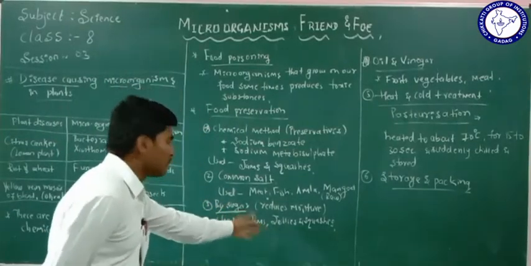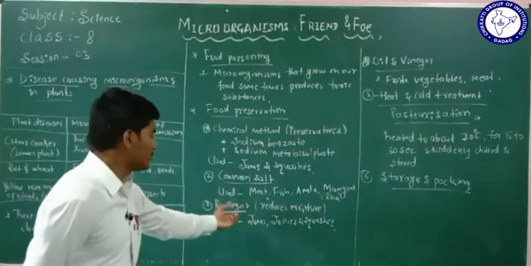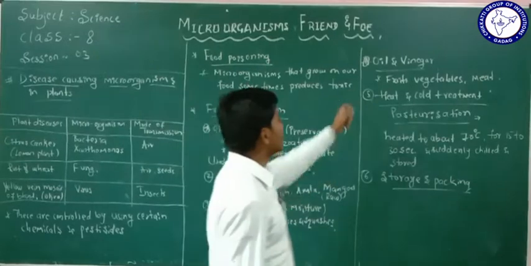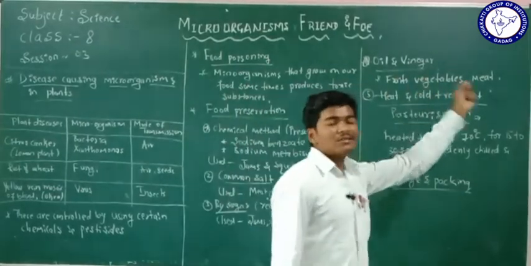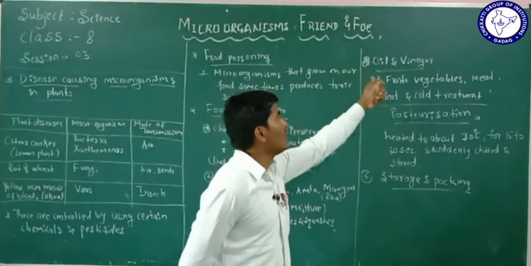Another method we use to preserve food is by applying sugar. So in the preparation of jams, jellies and pastes, we use sugar to preserve the food for a long time. And another method is oil and vinegar. So another method we use to preserve food material is oil and vinegar.